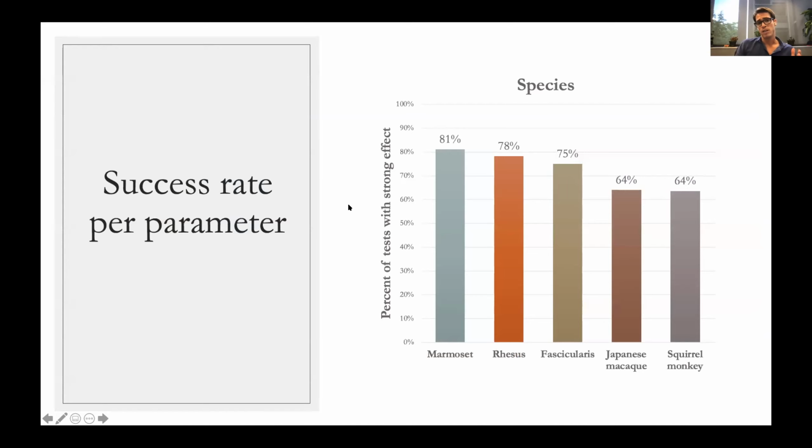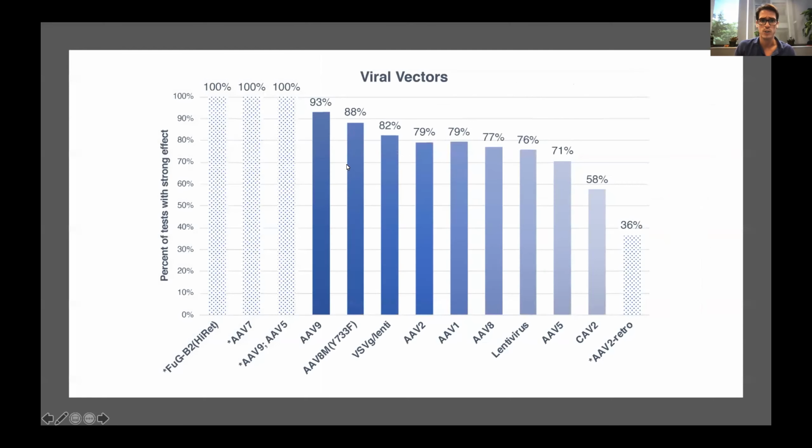So using these outcome measures, I can also have a look at each of the parameters, each column in that database, to try to see if there's any insight about possible best practices that we should use to make our experiments successful. Here, one choice that we have to make is what species of monkey should we use. And here we can see that marmosets and rhesus monkeys are the species that seem to yield the highest success rates in optogenetics. We can have a look at the viral vectors also.